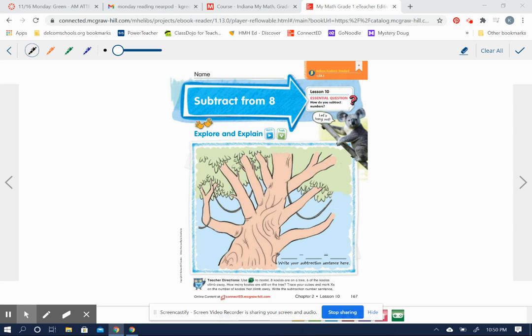Okay, I hope you have the next 2 pages from your math folder. Today we're going to subtract from 8. So make sure you have your name on your paper. And it says that there are 8 koalas in a tree.